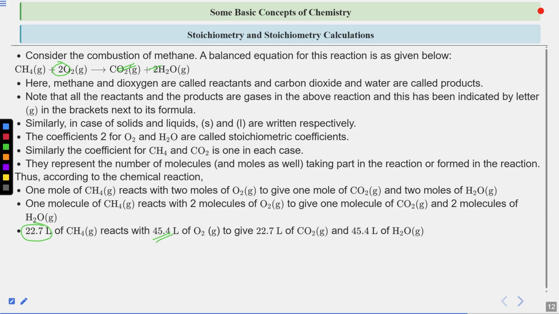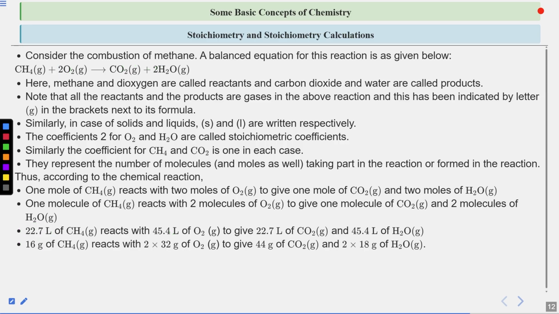Next thing, if we know the moles, then we know the mass also. So 1 mole of methane will have a mass of 16 gram. 2 moles of oxygen will have a mass of 2 into 32 gram, which is 64 gram. 1 mole of CO2 will have a 44 gram mass, and 2 moles of water will have a 36 gram mass of water. Hence, we can say that 16 gram of methane reacts with 64 grams of oxygen to give 44 grams of carbon dioxide and 36 grams of water.